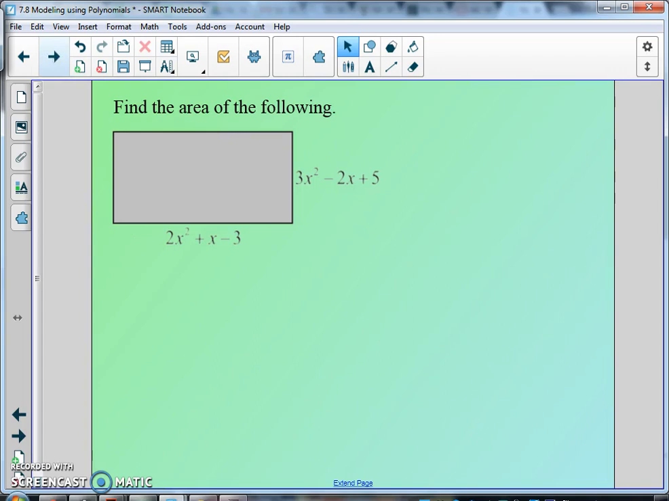Moving on to our second example, it's the same basic concept, but now instead of binomials, I'm using trinomials. Again, I'm going to have to define what my area, my width and length are. So my area, again, is equal to length times width.